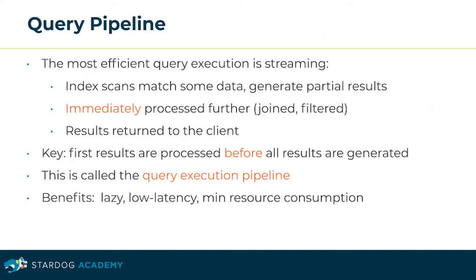So when looking at the query plan, we want to think about the query pipeline, or the most efficient way for every operation within the plan to execute in a streaming fashion. Now, this means that efficient query execution is streaming when we have index scans that match some data and generate partial results, and then are immediately processed further, for example, joined or filtered, and then returned to the client. Now, the key here is the first results are processed before all results are generated. This is called the query execution pipeline. It has benefits of being lazy, so we can execute some at a time, low latency, and minimal resource consumption, as Stardog does not have to have the intermediate result sets within memory.